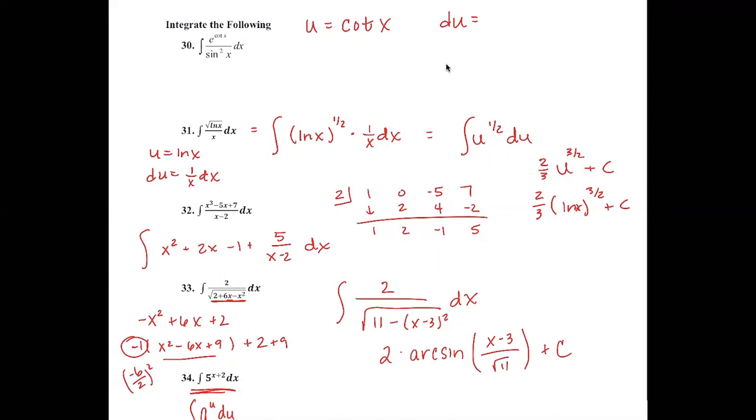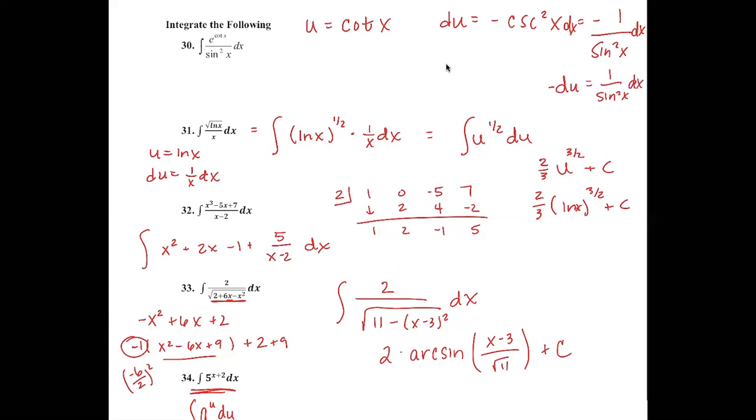Negative cosecant squared of x. Now you have to realize that's negative 1 over sine squared of x. Which actually you have 1 over sine squared of x. So we only need to get rid of the negative. So negative du equals 1 over sine squared x dx.